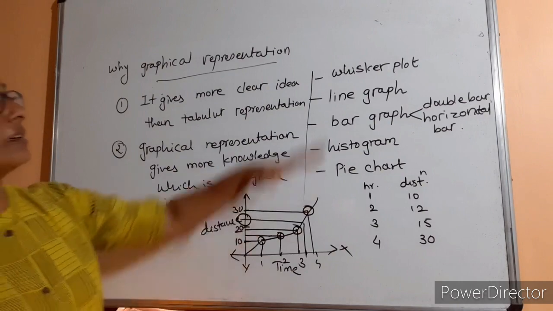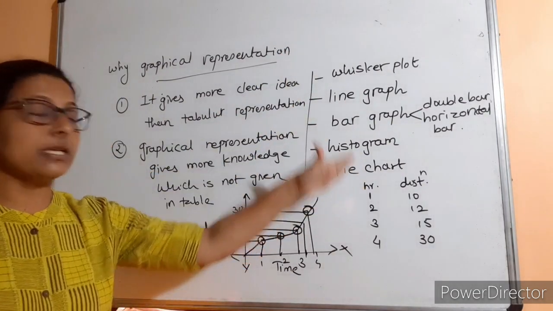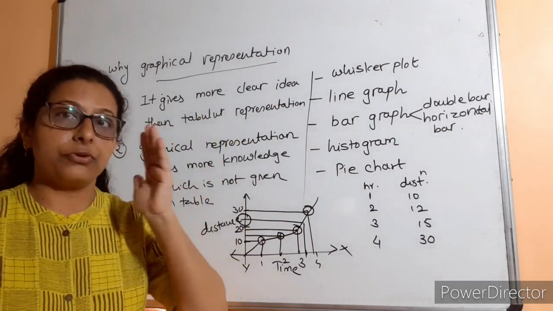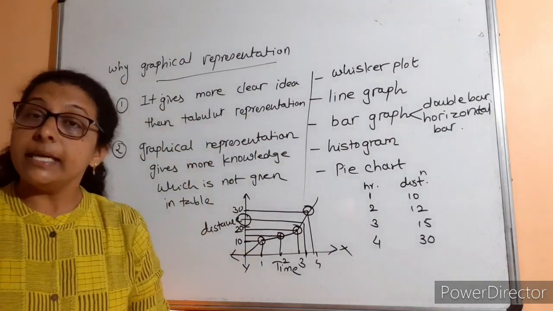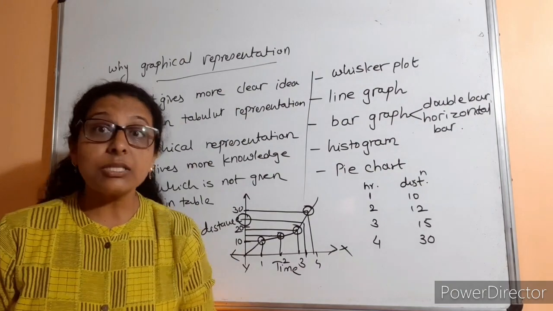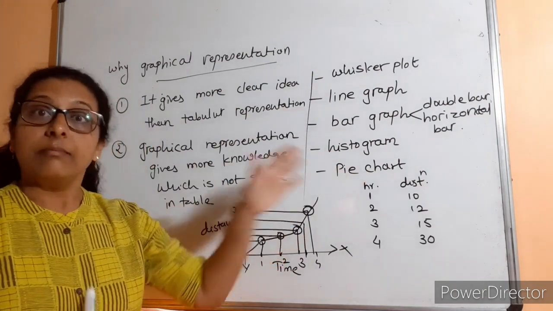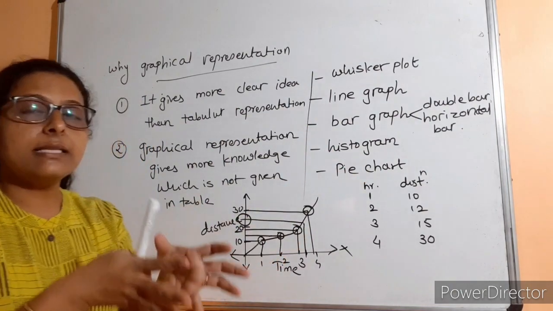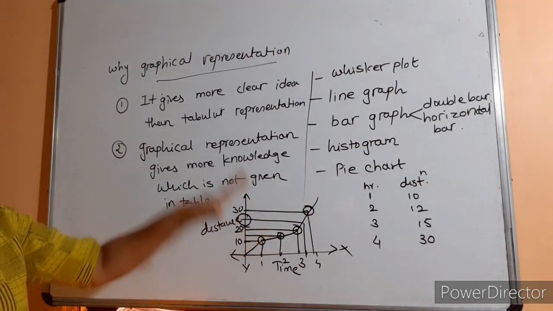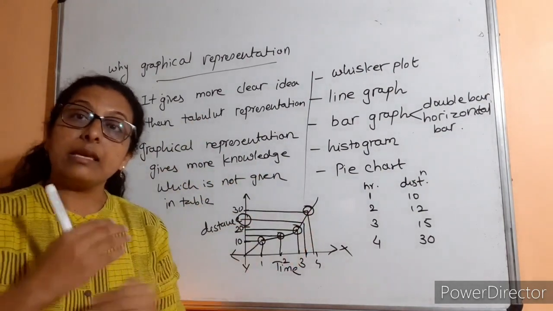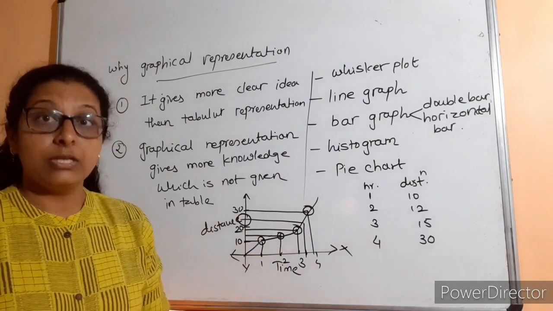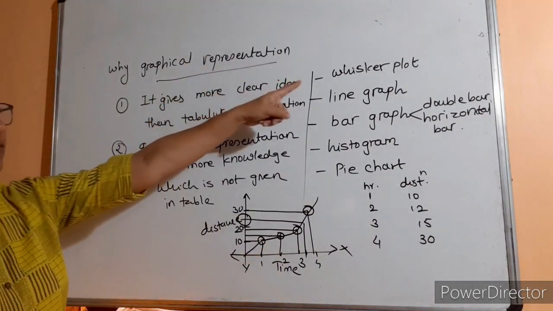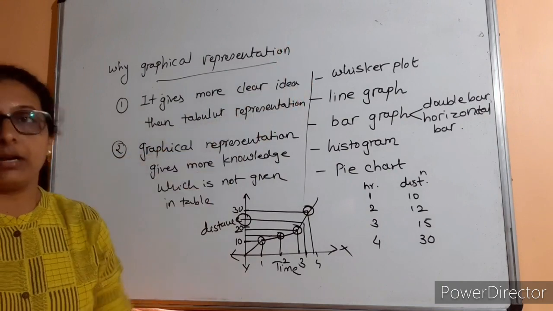So today we'll see the different types of graph, how to draw them, and then we'll solve some problems about this. In the GRE exam, they will not ask you to draw the graph, but there are practical based questions like this: if the graph is given, they will ask you to solve some problems based on this graph. So now we'll go ahead with the first, that is the whisker plot graph.